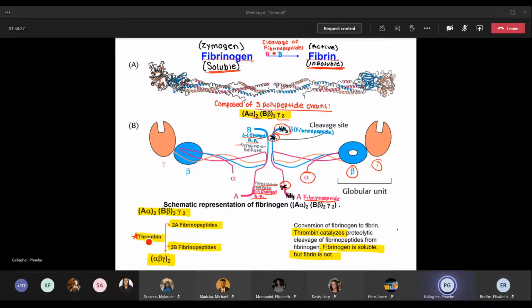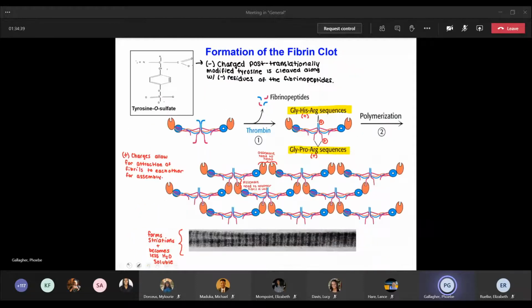So I would know most of the details in this slide, knowing the fibrinopeptides, what they're made up of, which ones are cleaved, and then obviously knowing thrombin is the enzyme that catalyzes this. Same thing here. This is just showing you a picture of the tyrosine sulfate that gets cleaved off along with the other negatively charged amino acids. So what you're left with is this sequence here. You've got your glycine, histidine, and arginine.